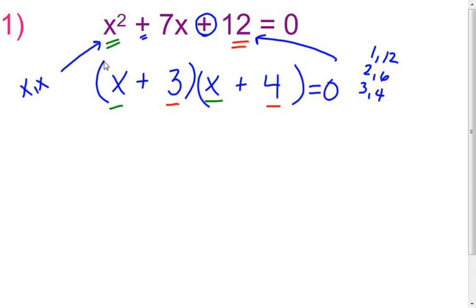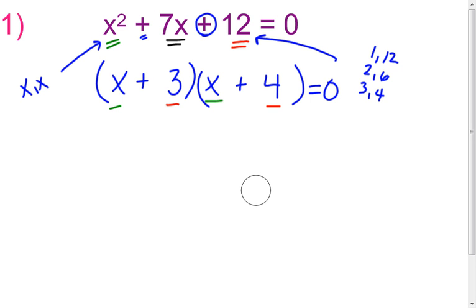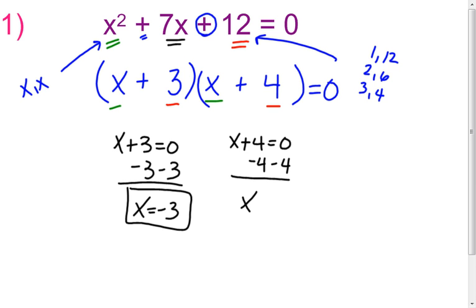But I need to check my outsides and my insides. So outsides, 4x, insides, 3x. And when I combine 4x plus 3x, I do get 7x like I need in the middle, so that's good. So this is how it factors: x plus 3 times x plus 4 equals 0. And then, of course, you'll set each parentheses equal to 0 and solve. And you'll get x equals negative 3 as one solution. And set the next one equal to 0 and solve, and you'll get that.